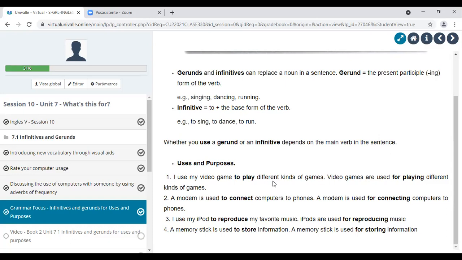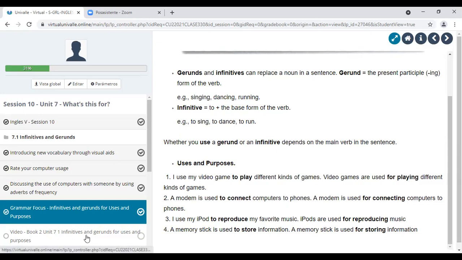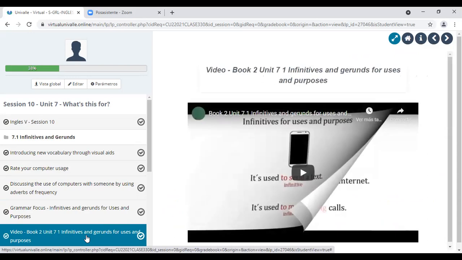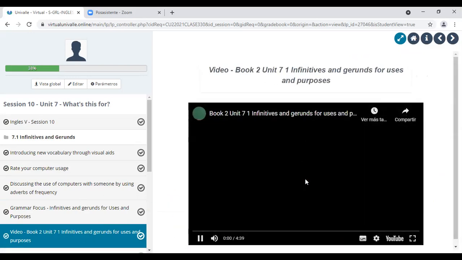I use my iPod to reproduce my favorite music. iPods are used for reproducing music. A memory stick is used to store information. A memory stick is used for storing information. And here you're going to have a video tutorial related to Unit 7, based on infinitives and gerunds for uses and purposes in English.